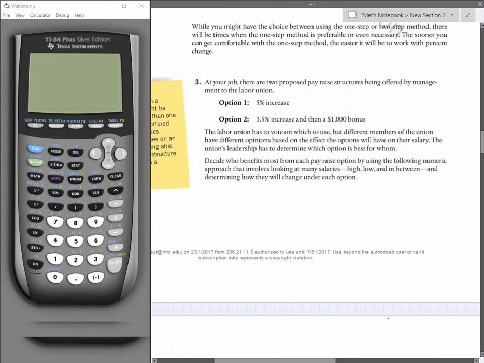Number 3 is a really interesting example, and this could actually happen. It says, at your job, there are 2 proposed pay raise structures being offered by management to the labor union. Option 1 is a 5% increase, and option 2 is a 3.5% increase, and then you get a $1,000 bonus.